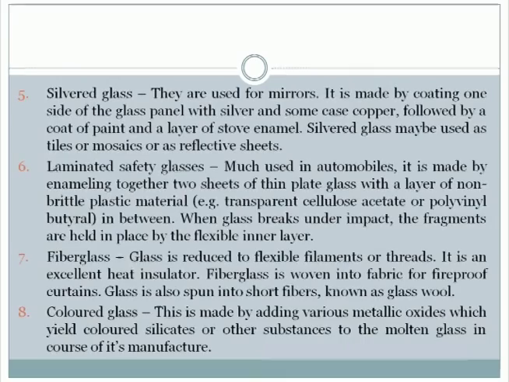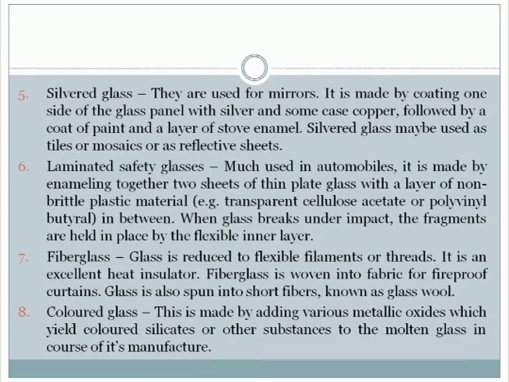Silvered glass. It is used for mirrors. It is made by coating one side of the glass panel with silver and in some cases copper, followed by a coat of paint and a layer of stove enamel. Silvered glass may be used for tiles or mosaic as reflective sheets.